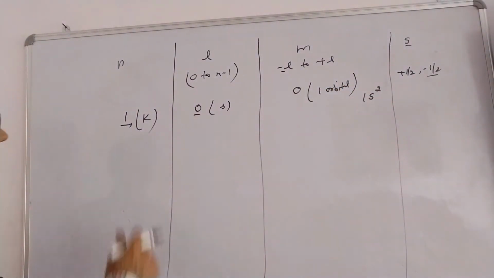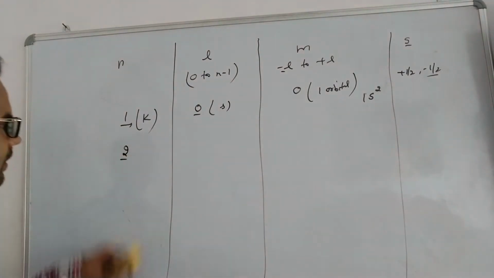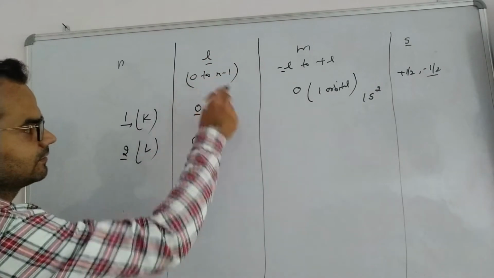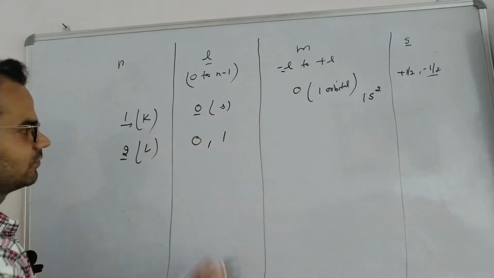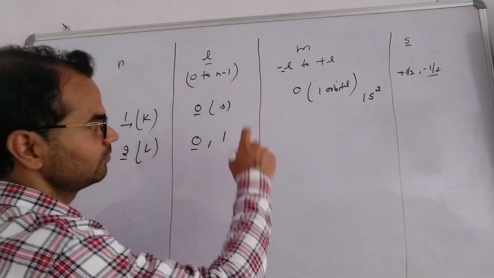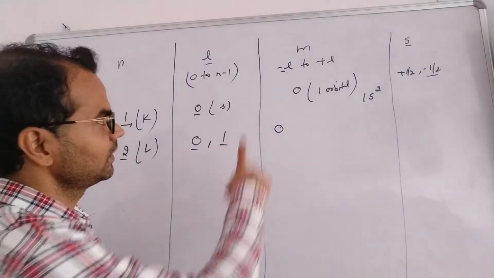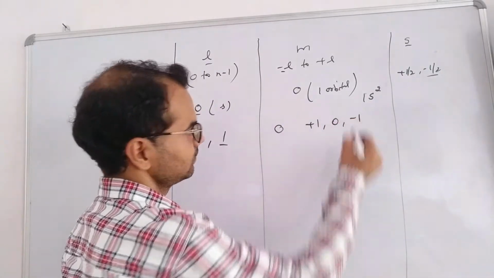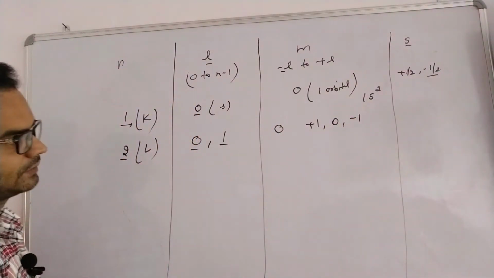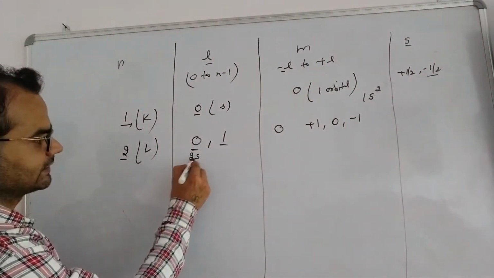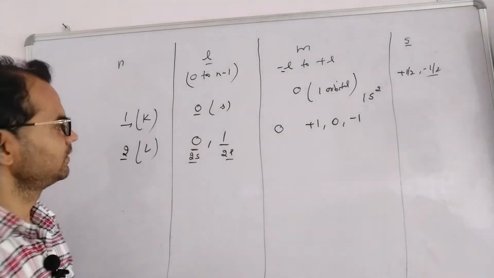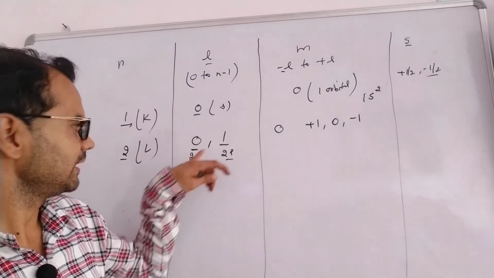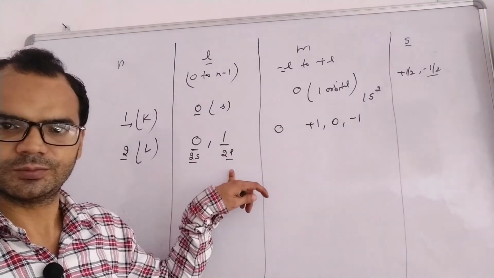Easy. Next, the second shell, the L shell. Possible values of L: 0 to n minus 1, which is 1, so 2 minus 1 is 1. For 0, m is 0; for 1, m is plus 1, 0, minus 1. So what does this basically represent? 2s and 2p: the second shell contains 2 subshells, 2s and 2p.